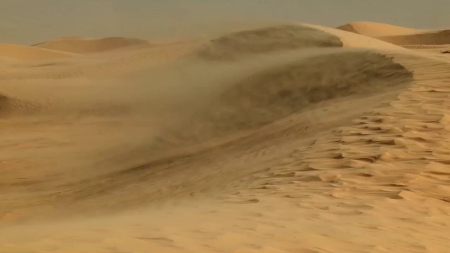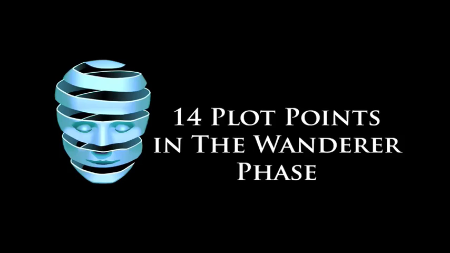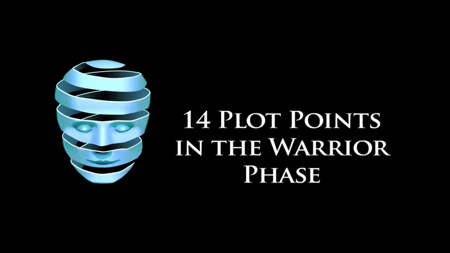Act 2 is usually no man's land, the forbidden zone for writers that don't have a firm grasp of their story. Contour helps you avoid the quicksand and the quagmires that bog down most writers. Remember that in Act 2 you have 28 plot points, 14 while your protagonist is in his wanderer phase, and 14 while he's in his warrior phase. Here's an extra added twist.